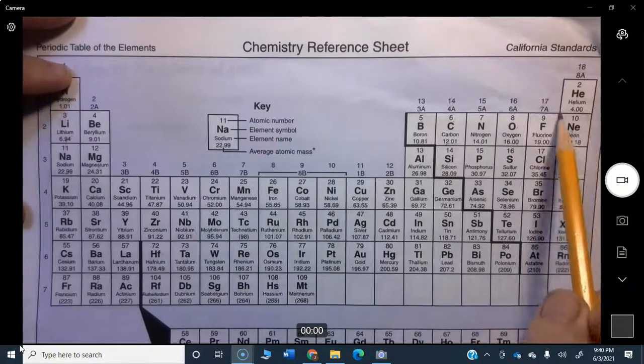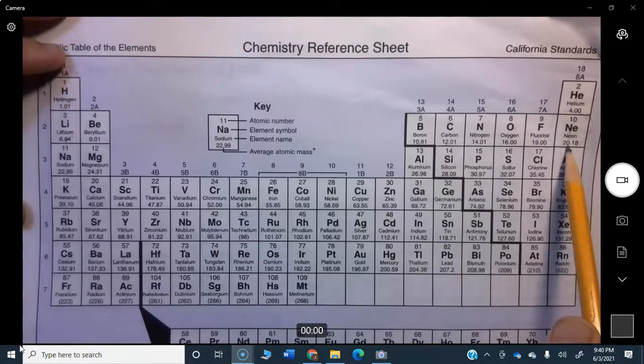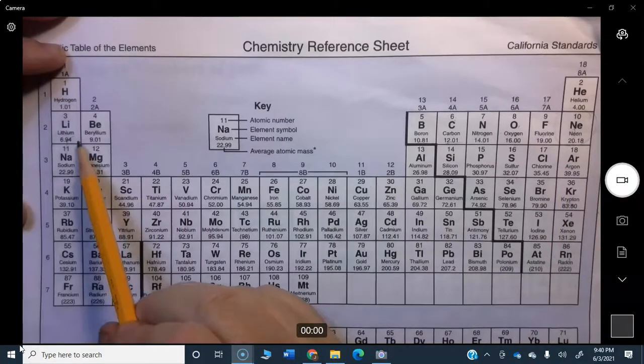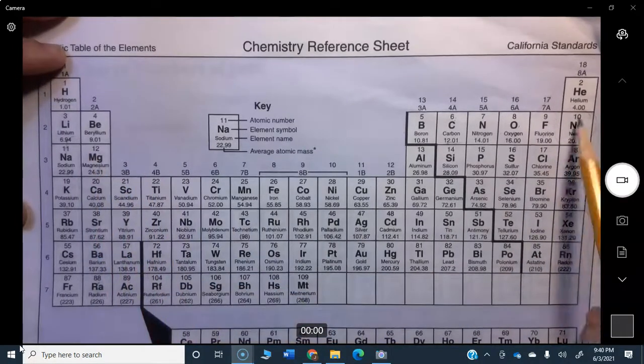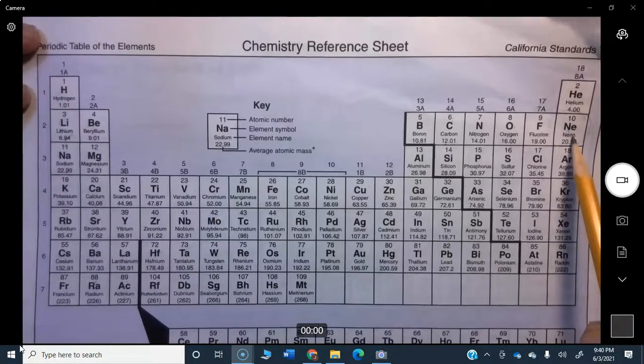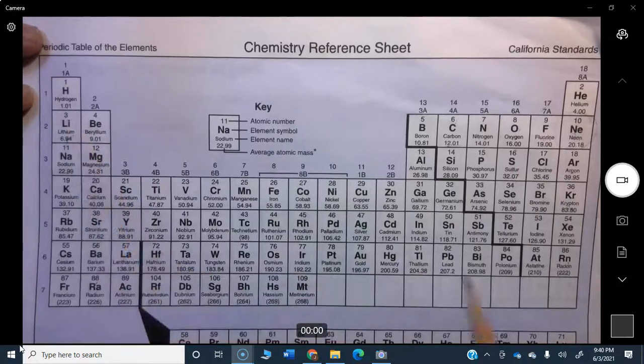So the smallest is going to be neon. Even though it has 10 protons and 10 electrons and about 10 neutrons, a lot more protons, neutrons, electrons than lithium, the protons pull in on the electrons. It pulls them in tighter. So this is going to be the smallest. Lithium's going to be the biggest because lithium only has 3 protons to pull in.